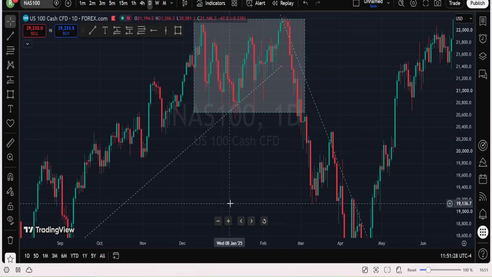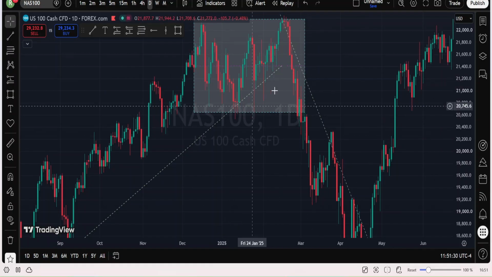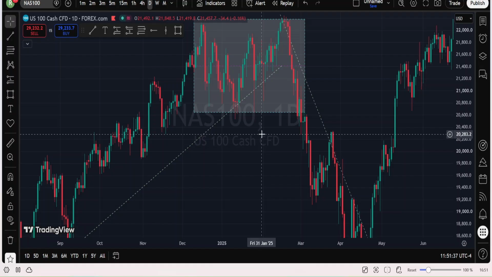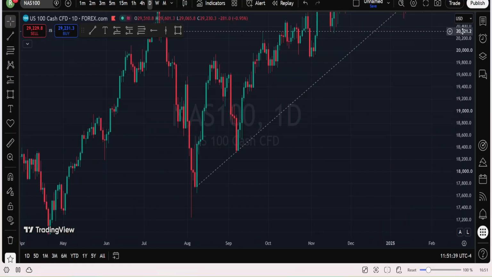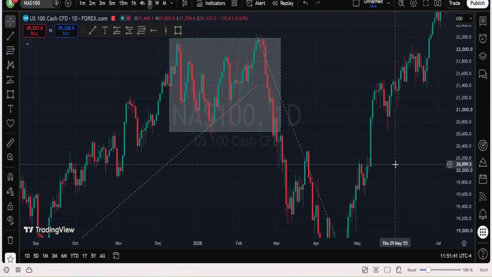So a market structure shift is telling us, okay, this journey is ending. Let's plan going back the route we came from. So that's it. These are the three concepts that, if you understand them, will be of great advantage to your trading.